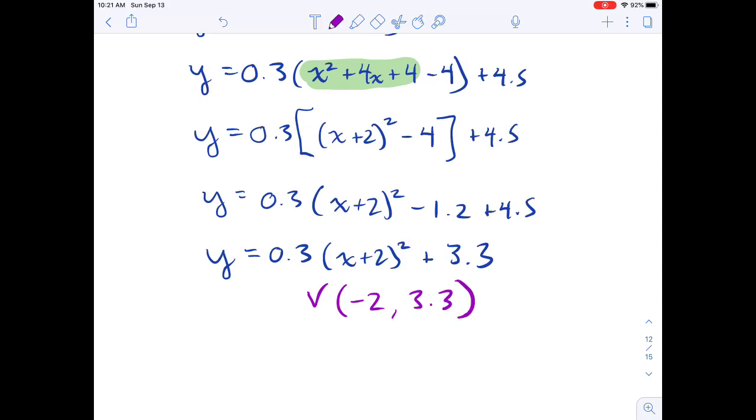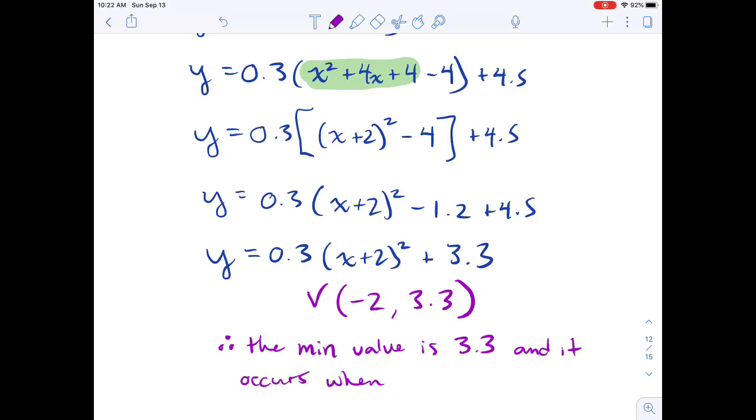So when this question asks us what is the maximum value, and it also asks us when it occurs, in this case it's actually a minimum value, we should say. So we can say, therefore, the min value is, and it's the y-coordinate of the vertex, 3.3, and it occurs when x is equal to negative 2.